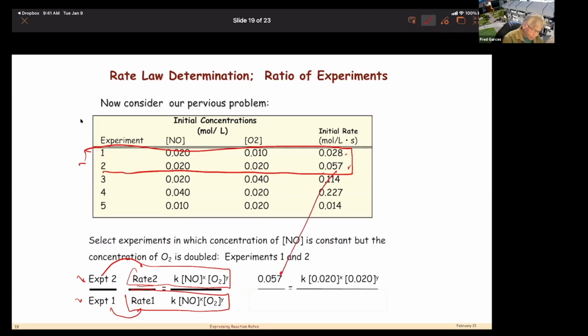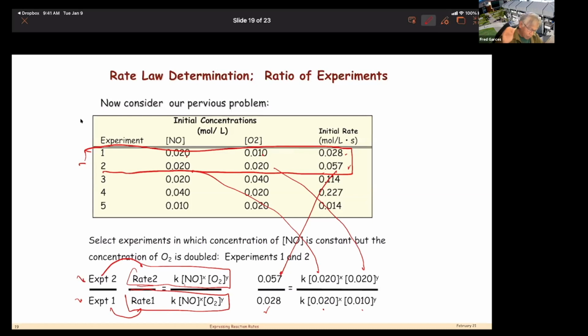0.057, that's right here. NO is 0.020, that's right here, to the X. That's one of the unknowns. K is also an unknown. And then for experiment number 2, that's 0.020 to the Y. Pretty easy, okay? Then look at experiment number 1. Experiment number 1 is 0.028, and for experiment number 1, NO is 0.020, and O2 is 0.010.